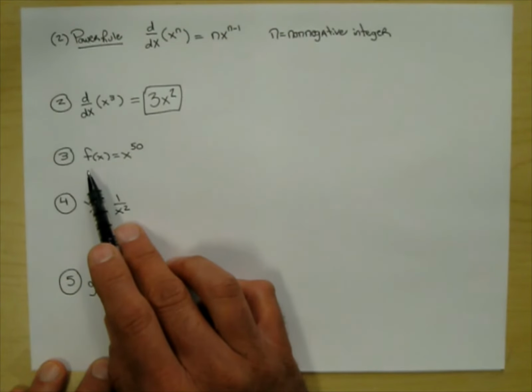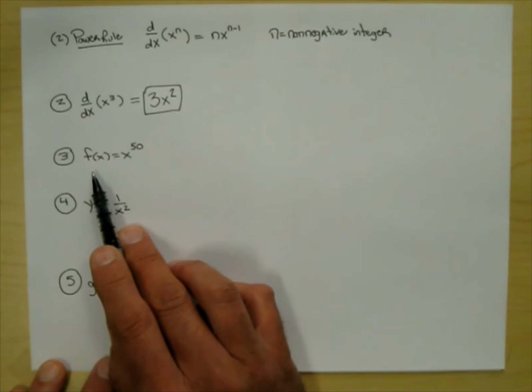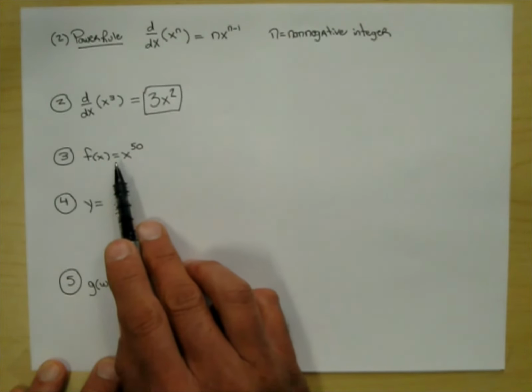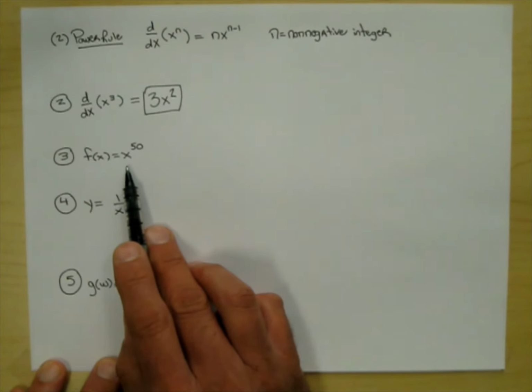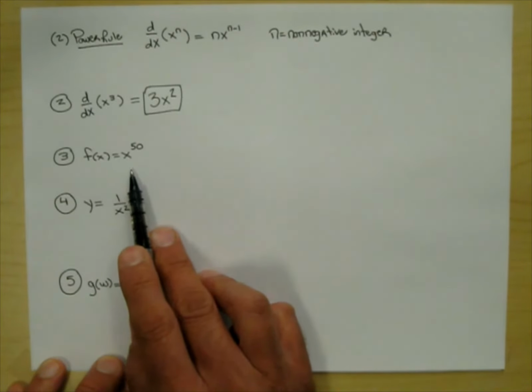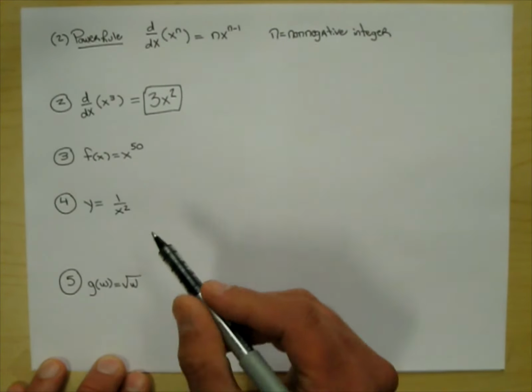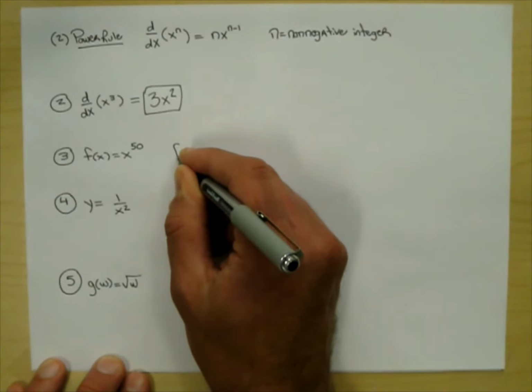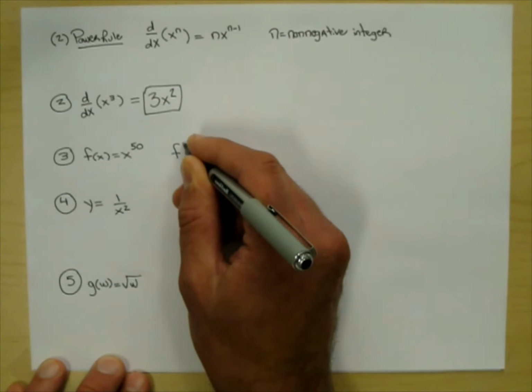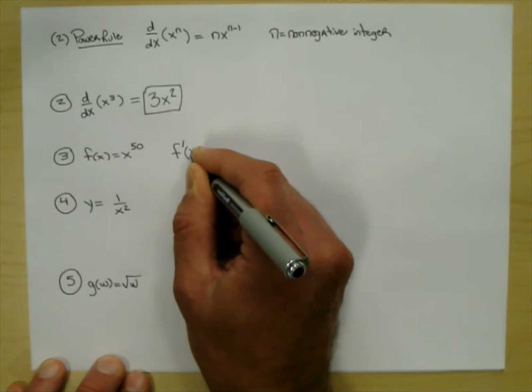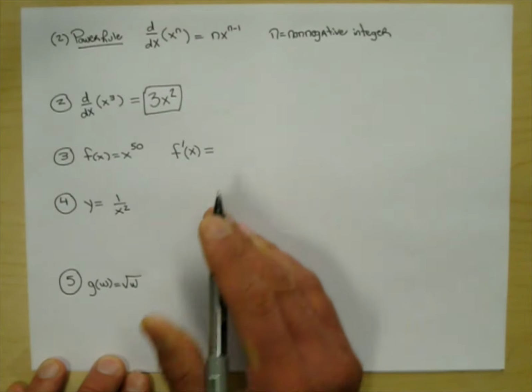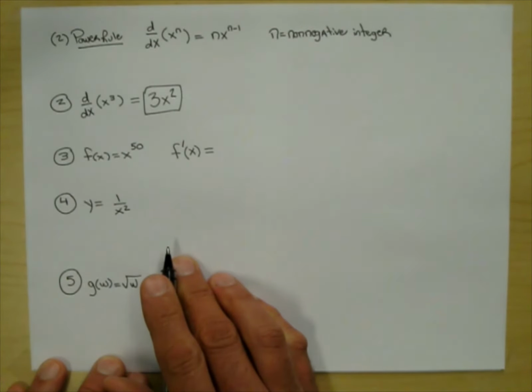The directions are take the derivative, and we've already done one of those problems. So this one says f of x equals x to the 50th. So maybe you want to pause the video and see if you can write out the correct derivative. Now, of course, when we start this problem, we can't just say equals. We're going to say f prime of x equals. So you can pause the video and see if you can write out the right answer.